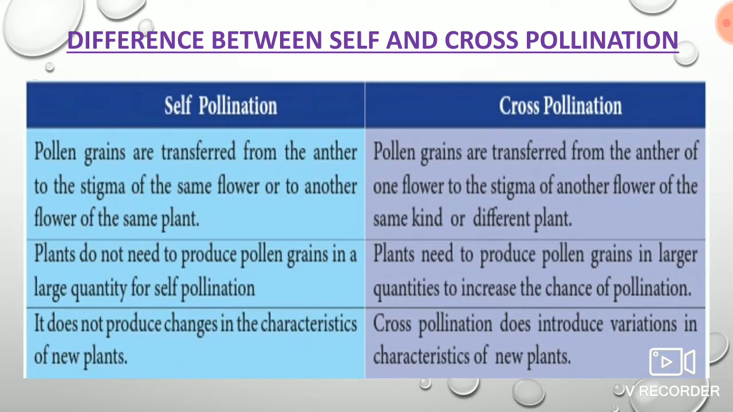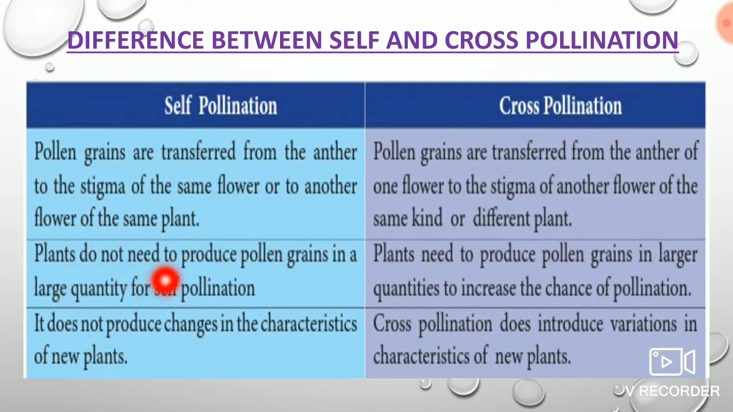Students, shall we see the difference between self and cross-pollination? Yes. Self-pollination: pollen grains are transferred from the anther to the stigma of the same flower or to another flower of the same plant. Cross-pollination: pollen grains are transferred from the anther of one flower to the stigma of another flower of the same kind or a different plant.